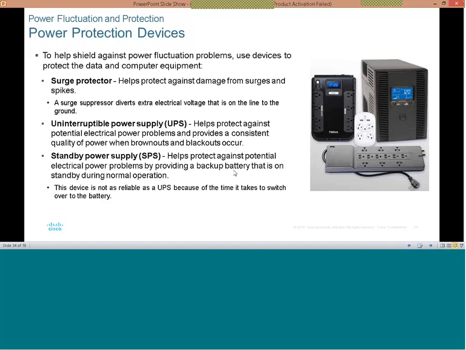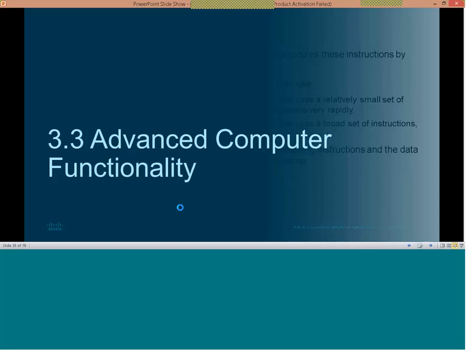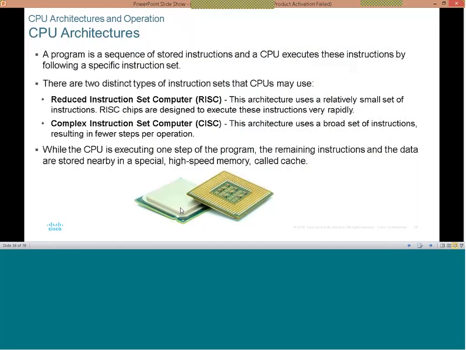So you need a surge protector, you need a UPS, and you also need a standby power supply. All this is just a way to eliminate power fluctuation, which, like I said, is not good for the computer system. So we're looking at CPU architecture.